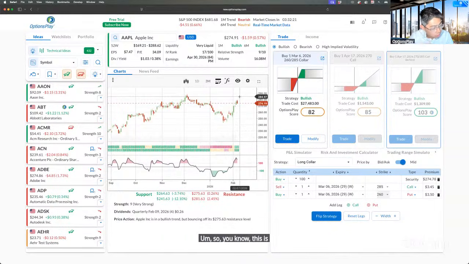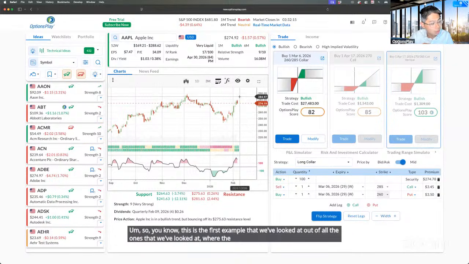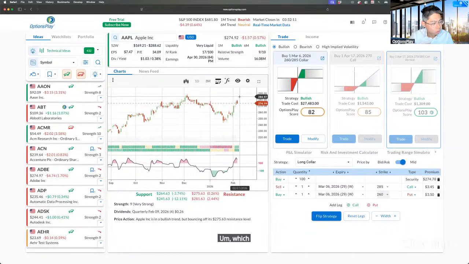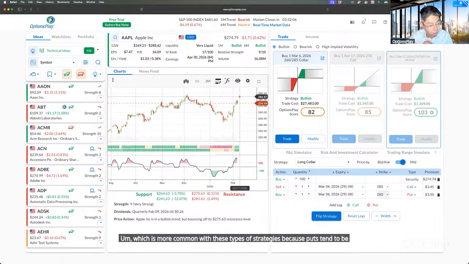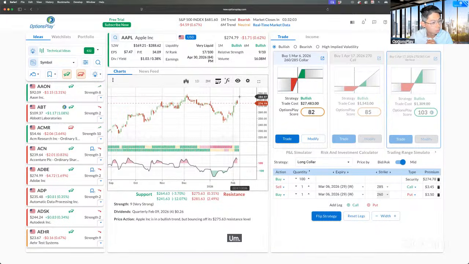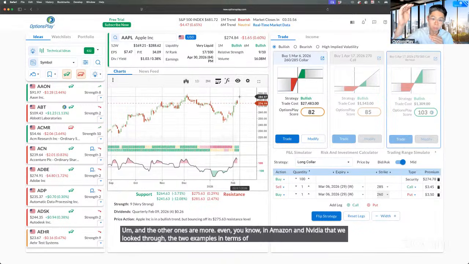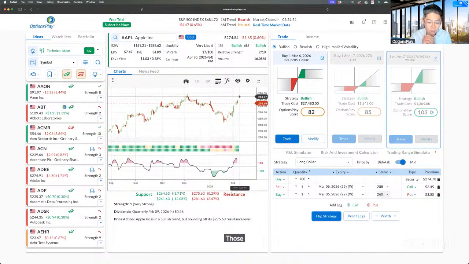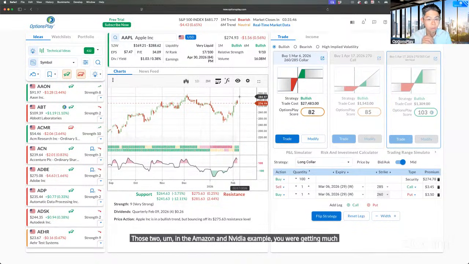This is the first example that we've looked at out of all the ones that we've looked at where the downside amount is greater than the upside amount, which is more common with these types of strategies because puts tend to be more expensive than calls. And the other ones are more even, in Amazon and Nvidia that we looked through, in terms of how much upside you still have versus how much downside protection you get. In the Amazon and Nvidia examples, you were getting much more even exposure on both sides.